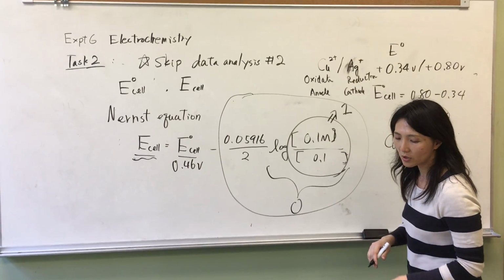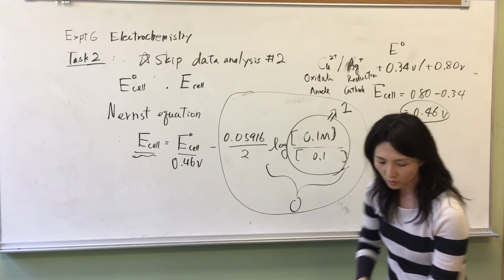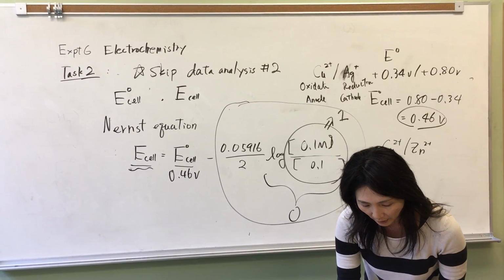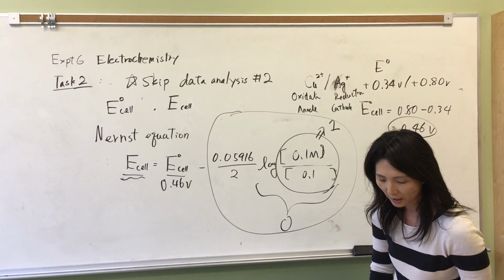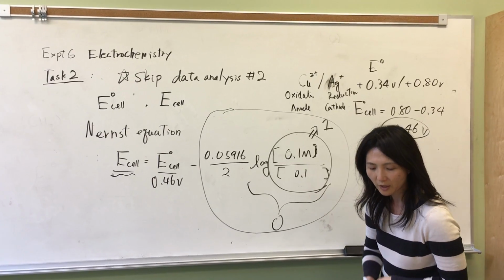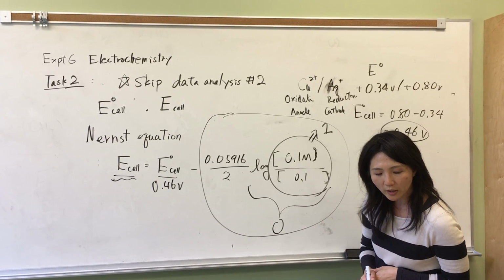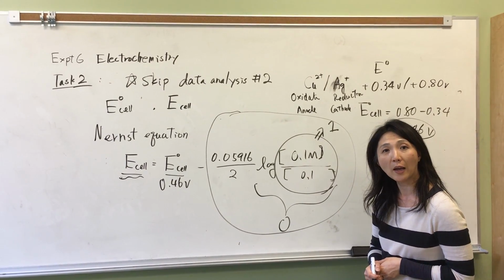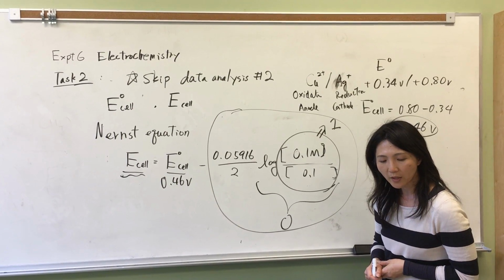And the last thing you need to do is the percent error: E calculated minus E measured, divided by E calculated. Please look at the lab manual, page 125. It's simple algebra, so you can do it.